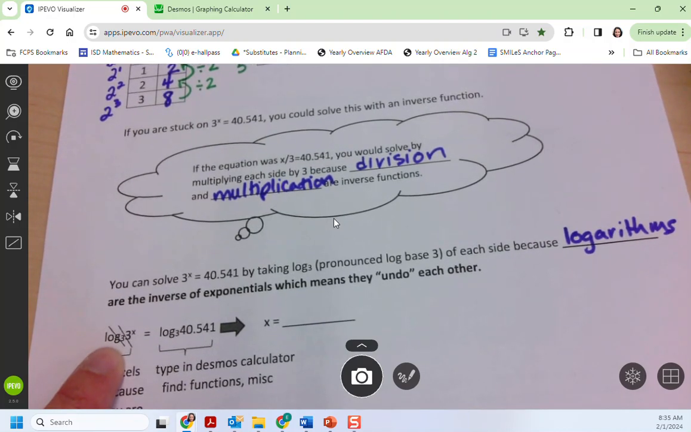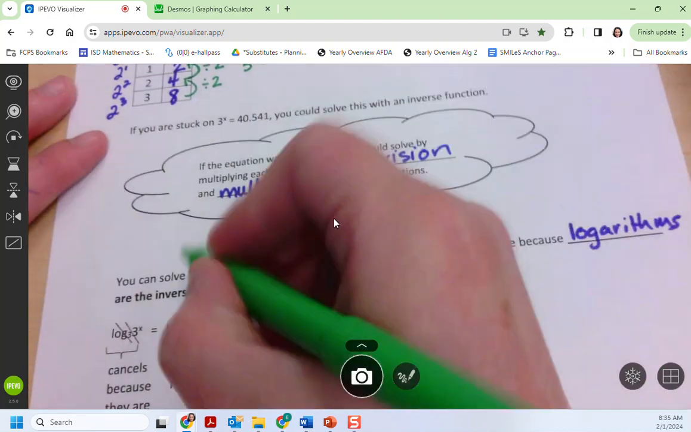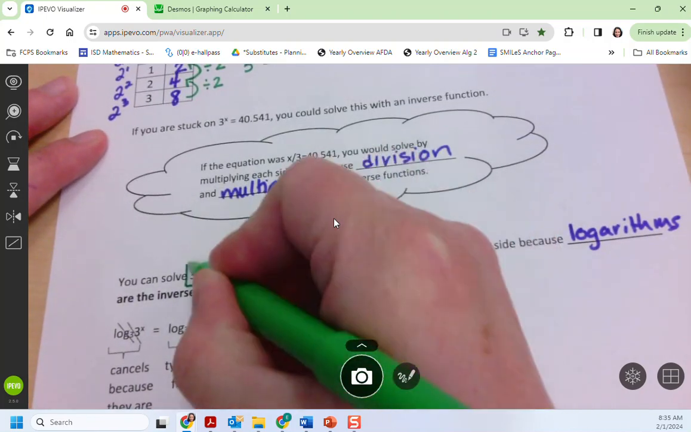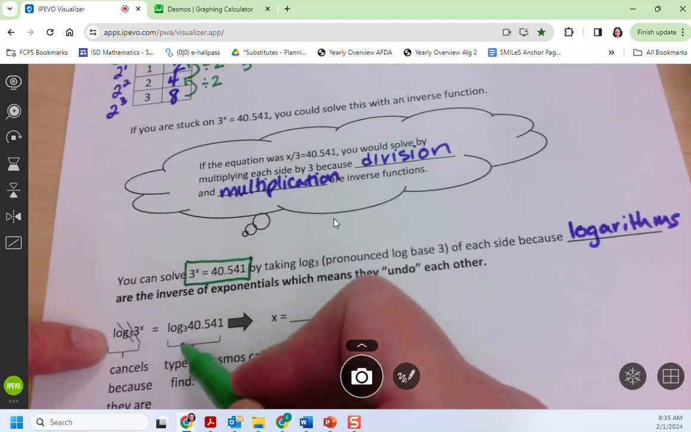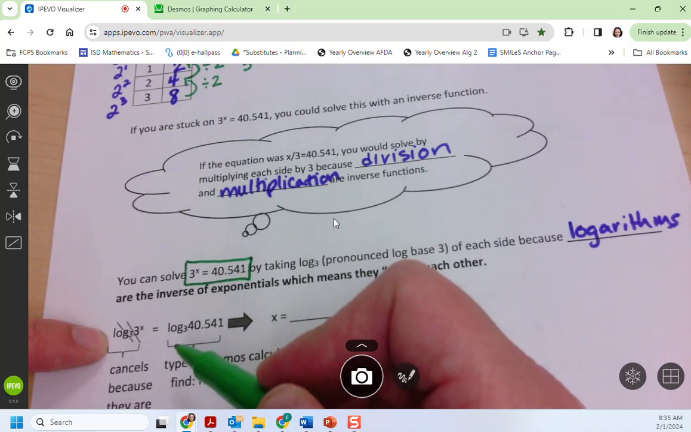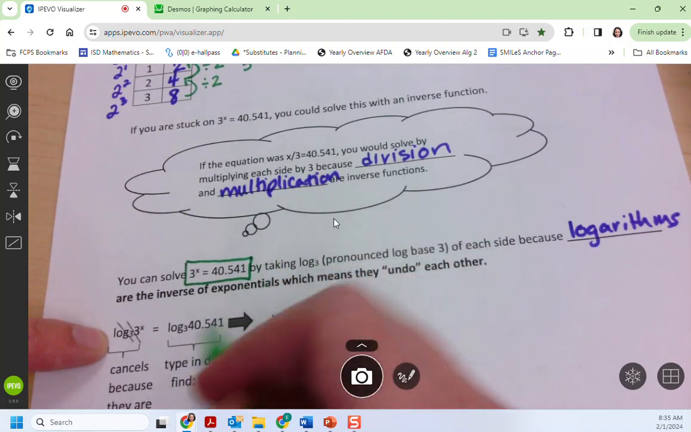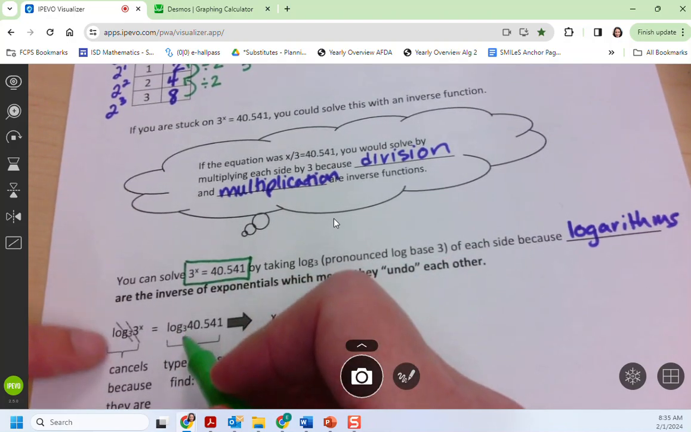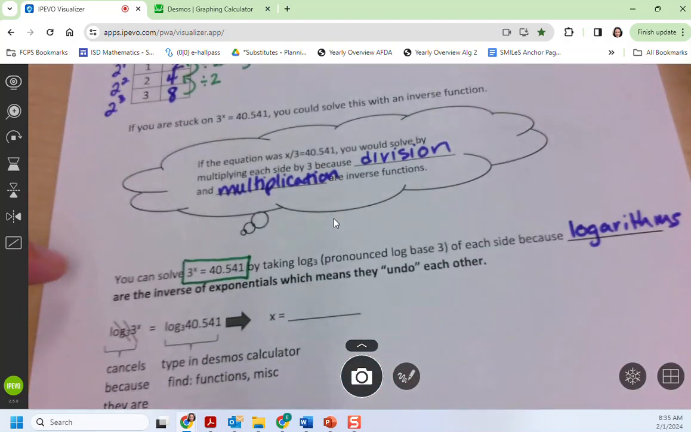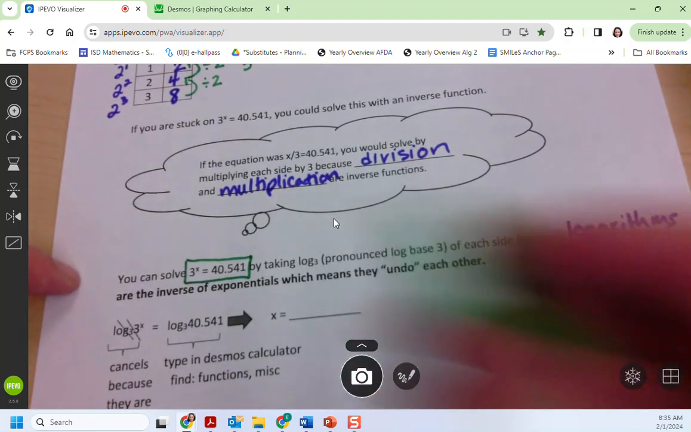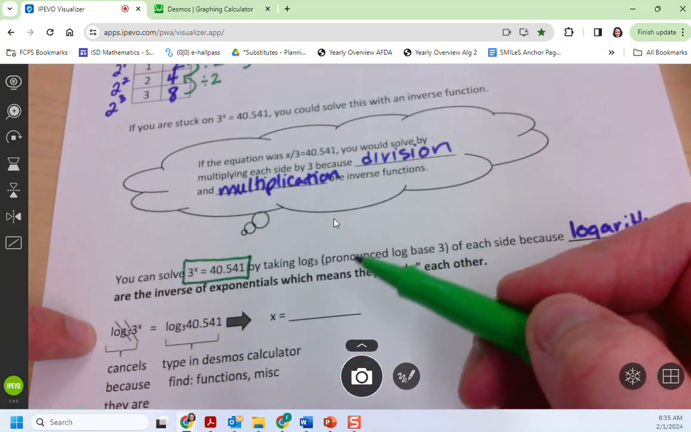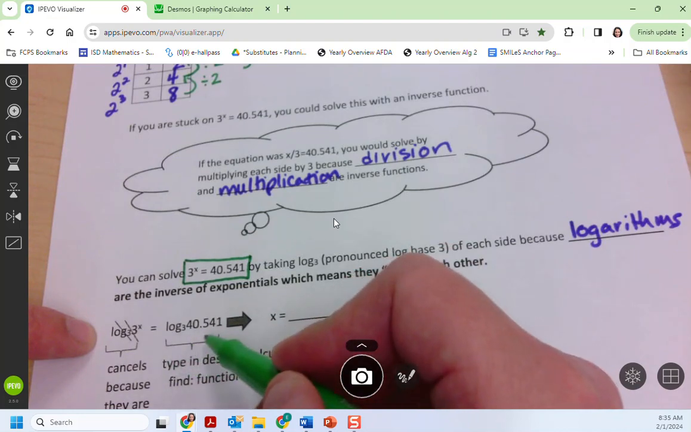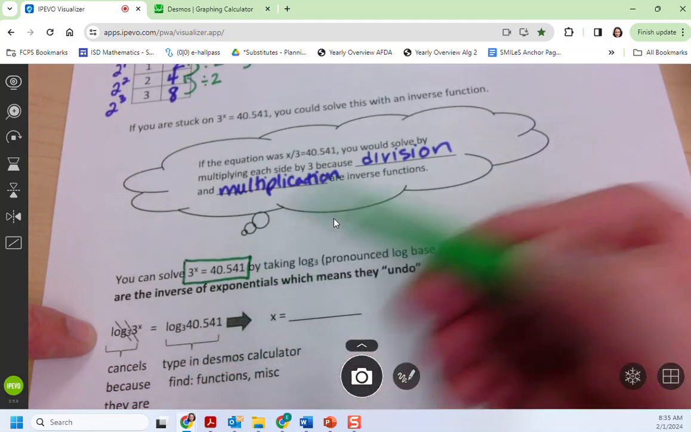So here's what we do. We do the log base 3 of both sides. See, I'm solving this problem right here. And what I did was I applied a logarithm. I did not multiply a logarithm. Some people think it looks like multiplying because it's next to each other. That's not what I did. I applied a logarithm, base 3, to both sides. The base is 3 because the base of the exponential is 3. They have to match. That will cancel out this 3 here, leaving me with just x. And then on this side, I have log base 3 of 40.541.